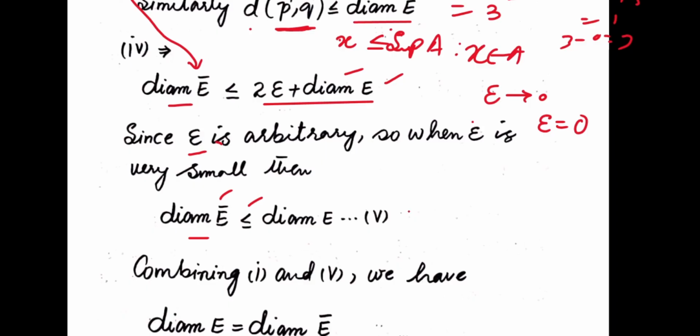So combining 1 and 5, in 1, diameter of E was less than or equal to diameter of E closure, and in 5, diameter of E closure is less than or equal to diameter of E. Hence this gives the equality that both are equal, and it completes our proof.